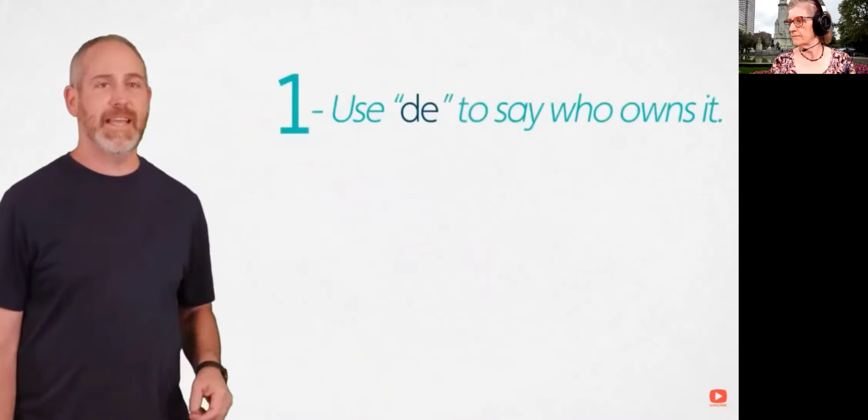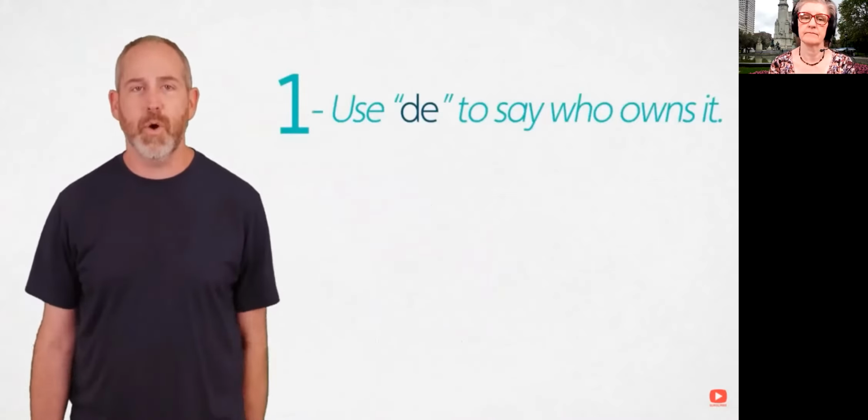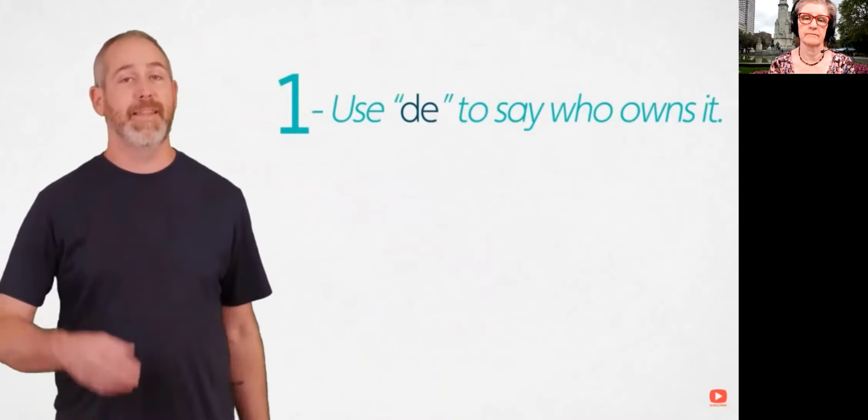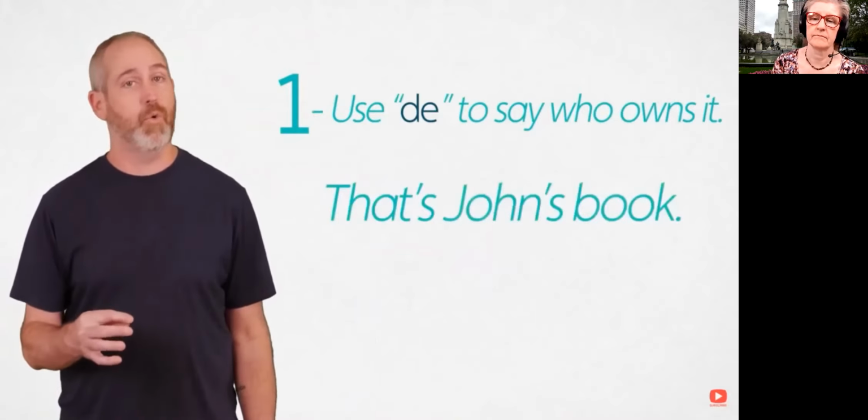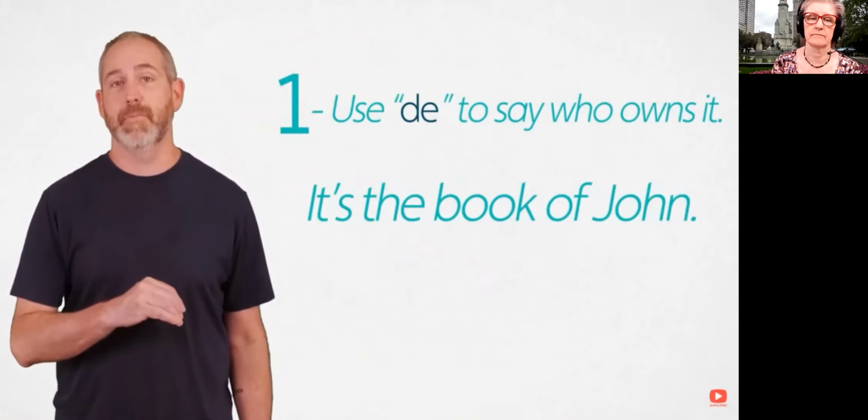Here we go. First of all, we can use de to say who owns it. We don't say that's John's book. Nope, it's the book of John. Okay?